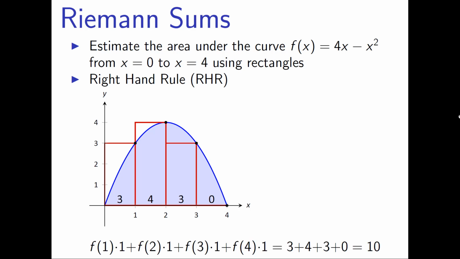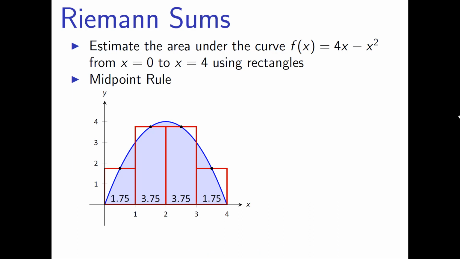And so the area of the 4 rectangles, well, this time it's f of 1 times 1. Notice we just start at 1 now instead of 0, and we end at 4 instead of 3. And it turns out we get 10 again. Now, that's actually to do with the symmetry of this shape. That won't always be the case, that you'll get the same estimate with the right-hand rule and the left-hand rule.